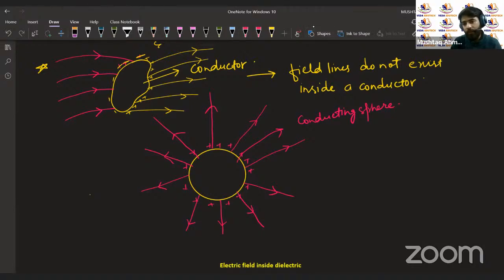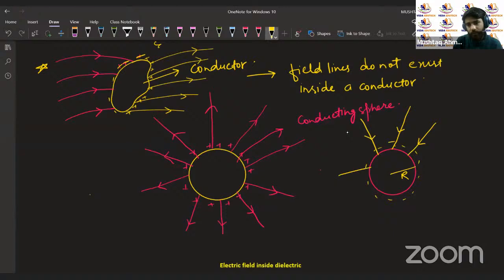If we have a negatively charged sphere, the charge on this sphere is negative. Let's suppose the radius of this sphere is r, and this negative charge is uniformly distributed on the surface of the sphere, and the electric field lines will be like this. These field lines will be terminating on the surface of the sphere.